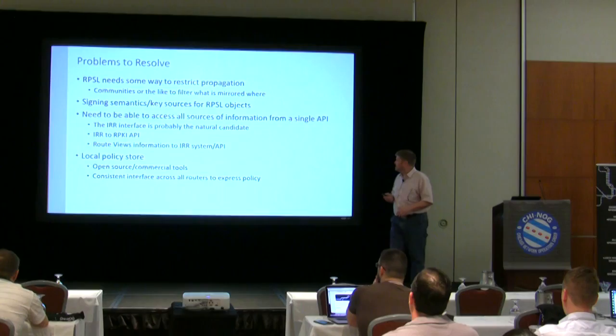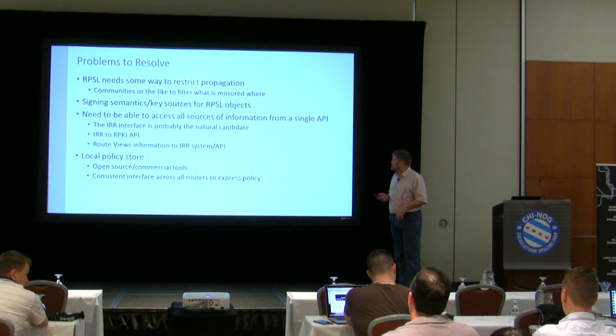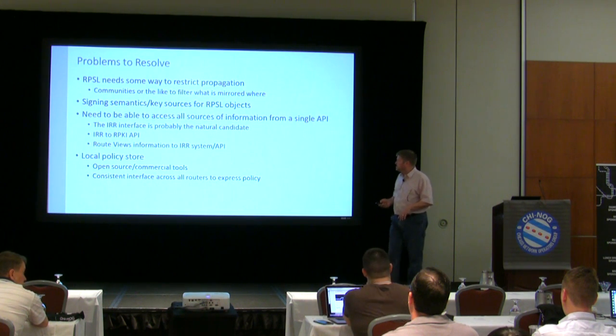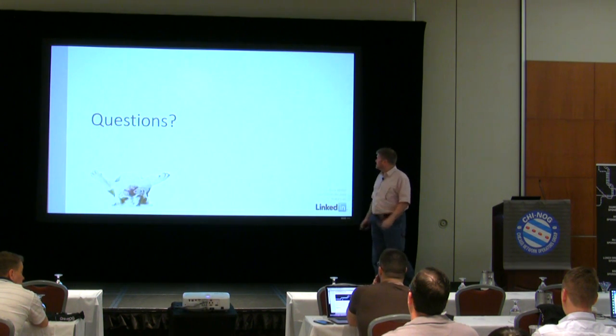RPSL needs a way to restrict propagation, and signing semantic key resources for RPSL objects. Need to be able to access all sorts of information from a single API, so I need to get this whole thing with LACNIC going. Route Views information, all this other stuff, local policy store. We need some open source and commercial tools in this area.